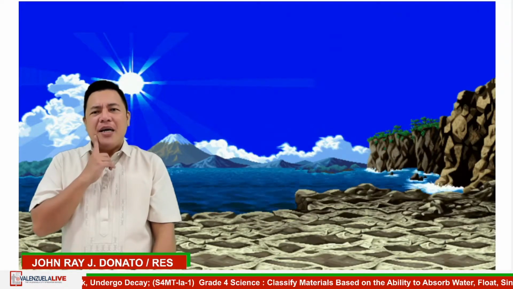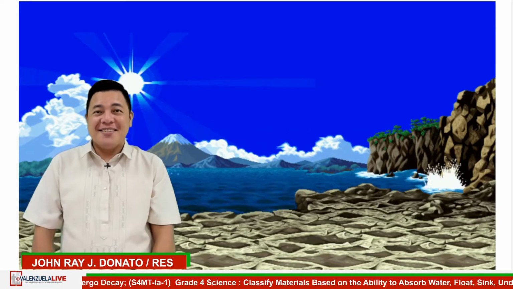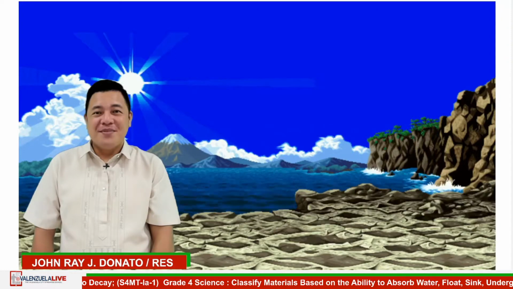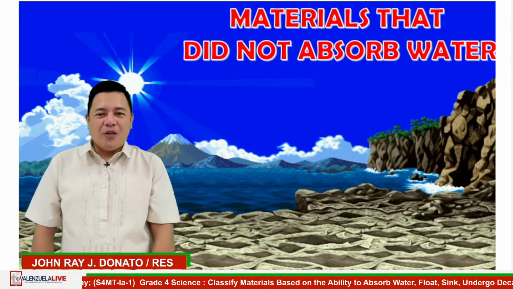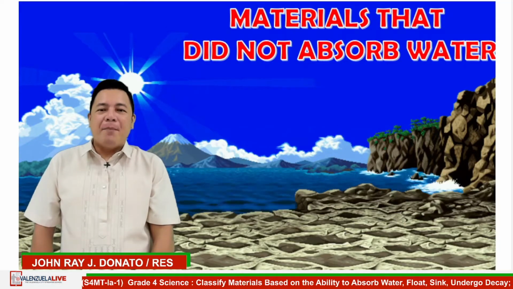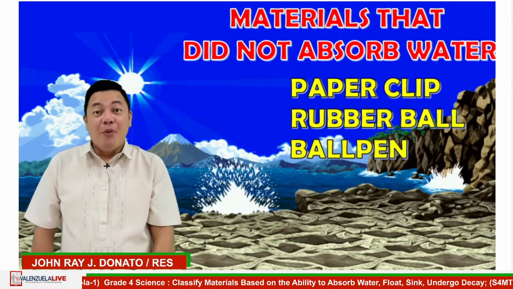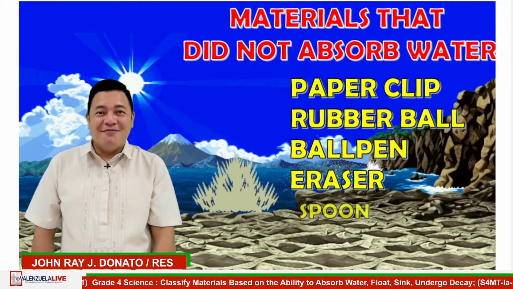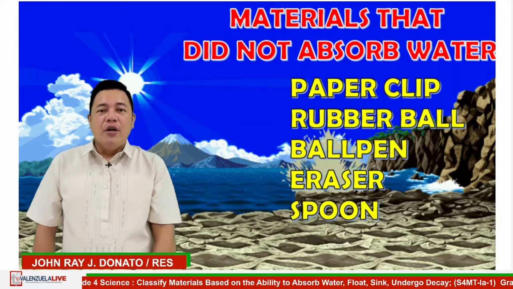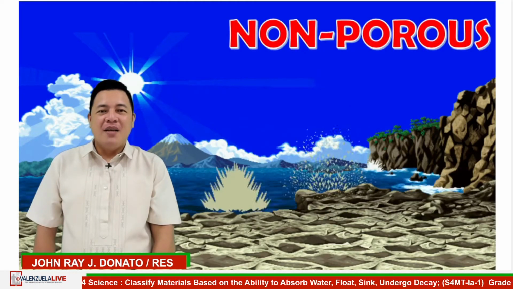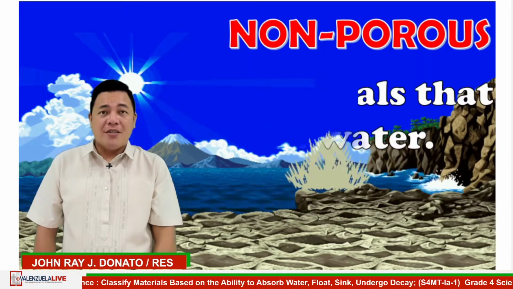How about the materials that did not absorb water? What are those? Terrific answer! The materials that did not absorb water are the following: paper clip, rubber ball, ball pen, eraser, and spoon. These materials are what we call non-porous materials. Non-porous materials are materials that repel water.